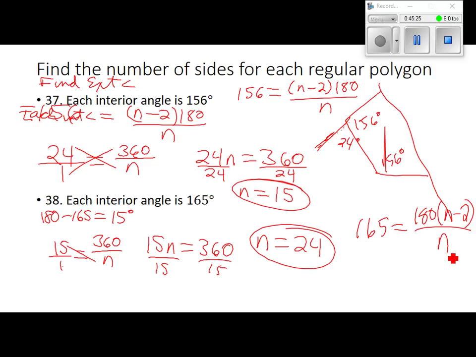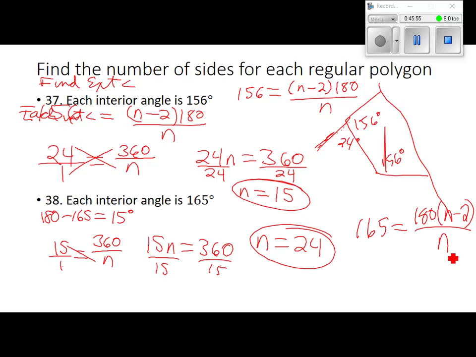When I distribute that out, what's it going to give me? 180n minus 360. Now it's just like one of those other problems that we did. We subtract 180n on both sides. What's 165n minus 180n? Negative 15n equals negative 360.